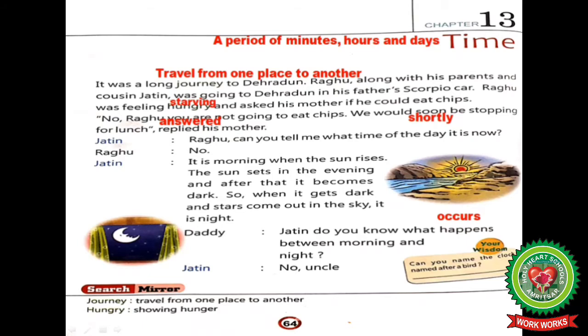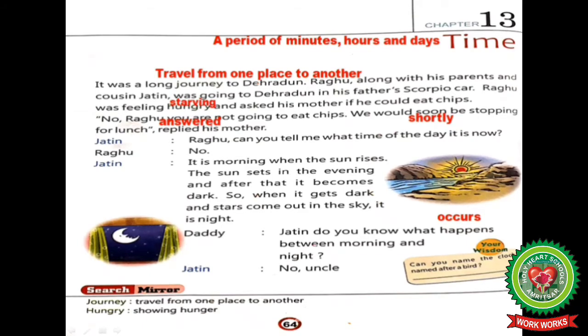Jatin, Raghu, can you tell me what time of the day it is now? Now, Jatin asked Raghu about time. Raghu replied, no. Jatin said, it is morning when the sun rises. Now, Jatin is going to discuss the different phases of the day with Raghu.